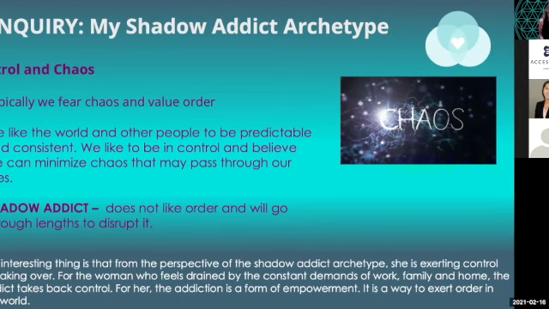Now, the shadow aspect of the addict is the addict does not like order. Okay, so let's make sure we get that clear here. The shadow aspect of the addict does not like order. So they go through lengths to disrupt the order. They actually go towards chaos. And the interesting thing is that from the perspective of the shadow archetype, or shadow addict archetype, they are exerting the control by taking over.